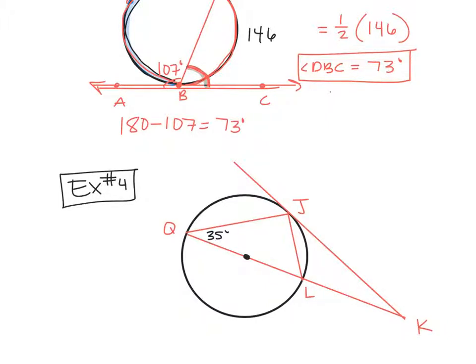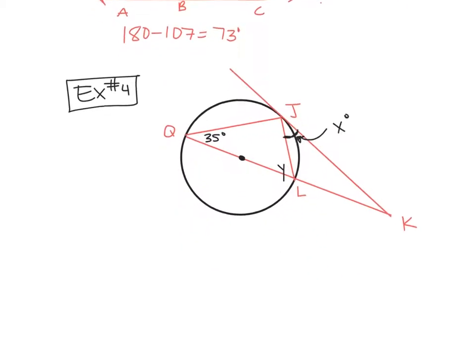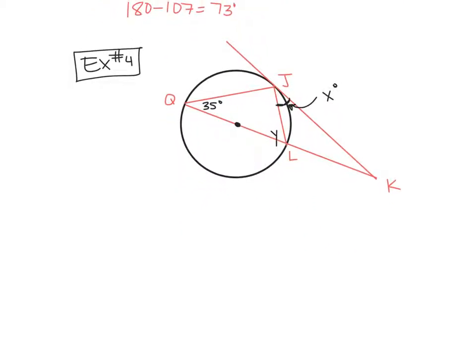They're going to tell us this is 35 degrees. We want to know this angle here, angle Y, and we want to know this angle, which we're going to call X degrees. Okay. What do we know? How can we find what we need? What do you see in this problem?